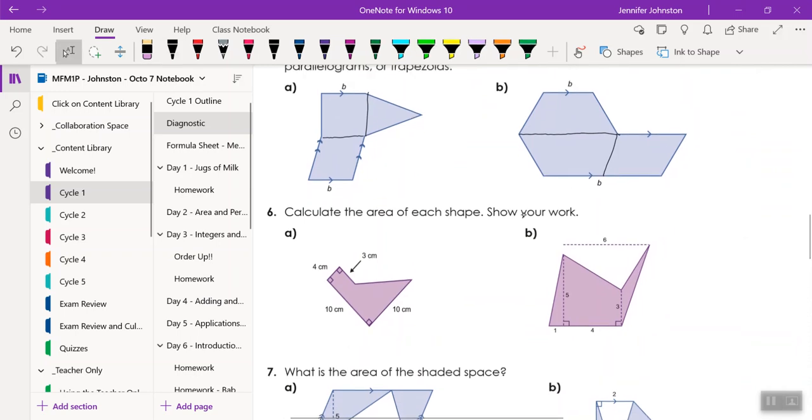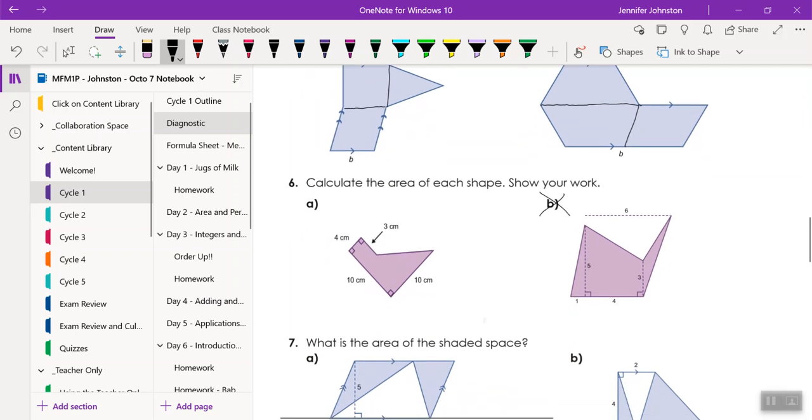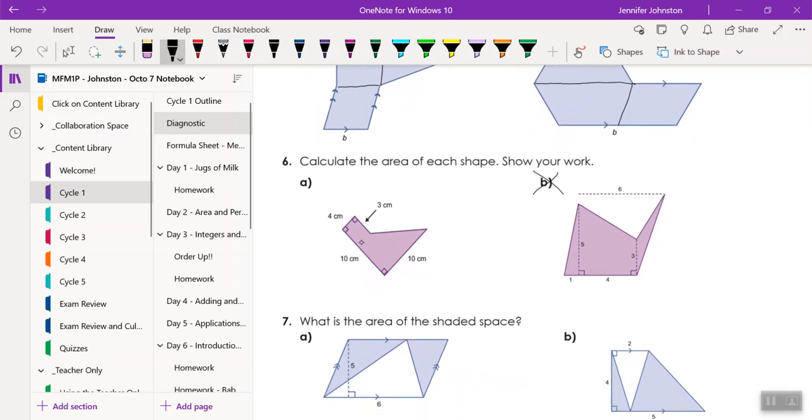For question number 6, we're just going to do one of them. We're not going to do B, just because it's a little off, like it doesn't really match up. So we're just going to look at A. So here again, we are splicing things. So we're going to have 2 different areas that we're going to be looking at. So for the first one, let's say this is 1. The area here is just base times height, or length times width. It's kind of like a rectangle. Base times height. 3 times 4, which gives us 12 centimeters squared.